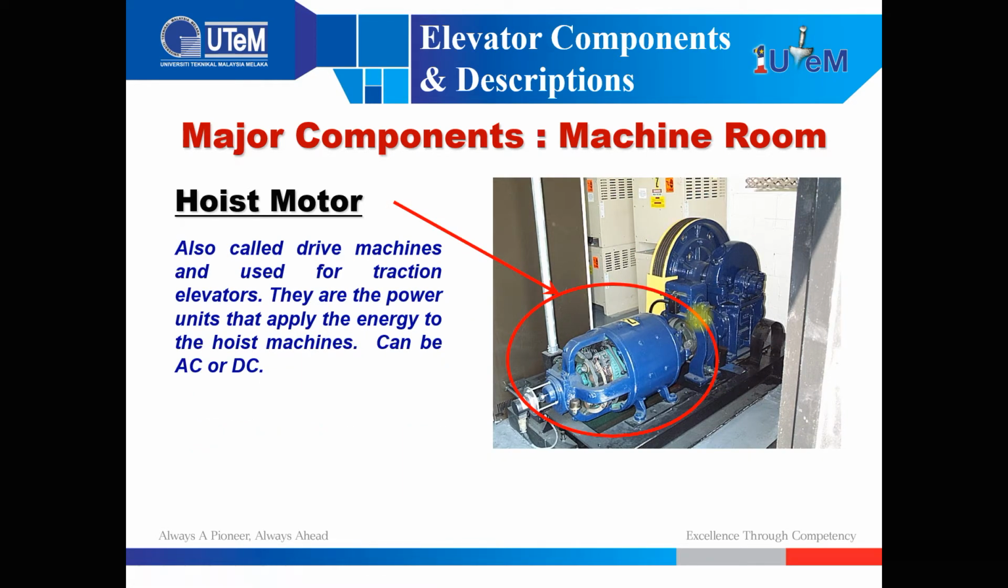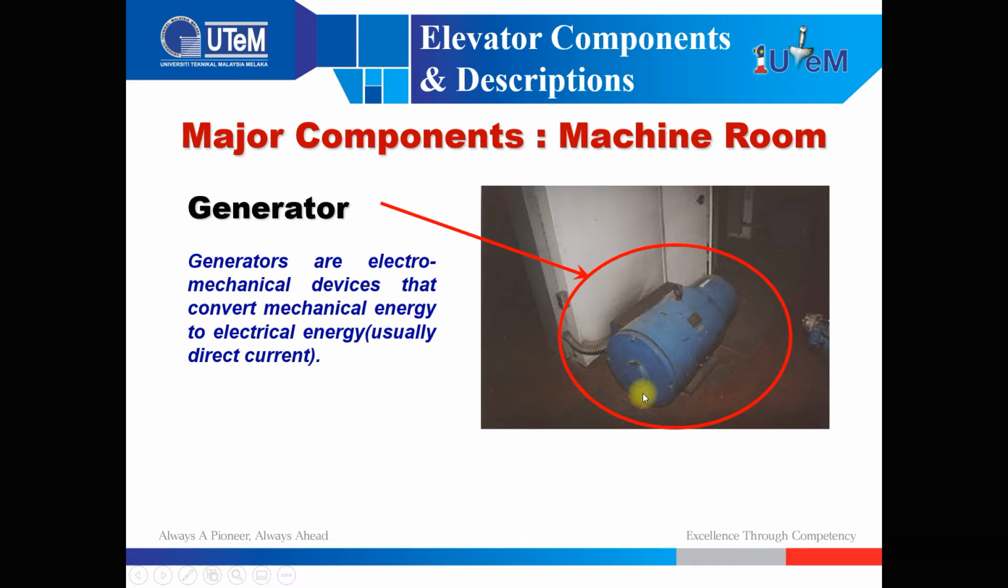So this one is the hoist motor in the machine room, also called drive machine and used for traction elevators. They are the power unit that applies the energy to the hoist machine, and this motor can be either AC type motor or DC type motor. Okay, and then generator. Okay, as we know, the generator is the electromechanical device that converts mechanical to electrical energy lah.